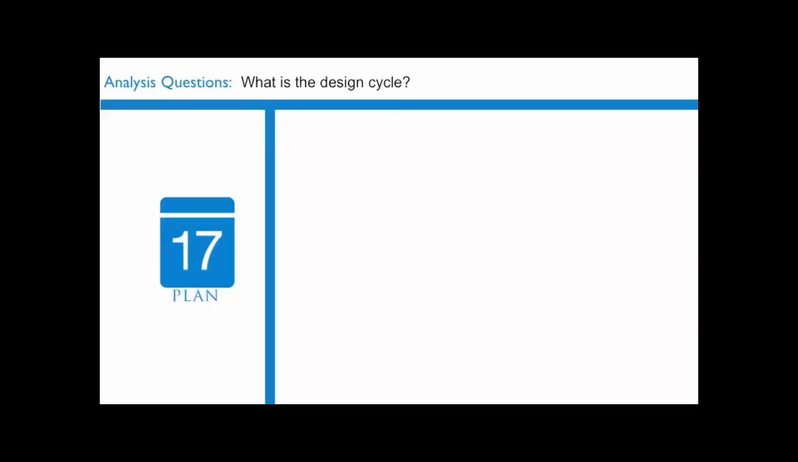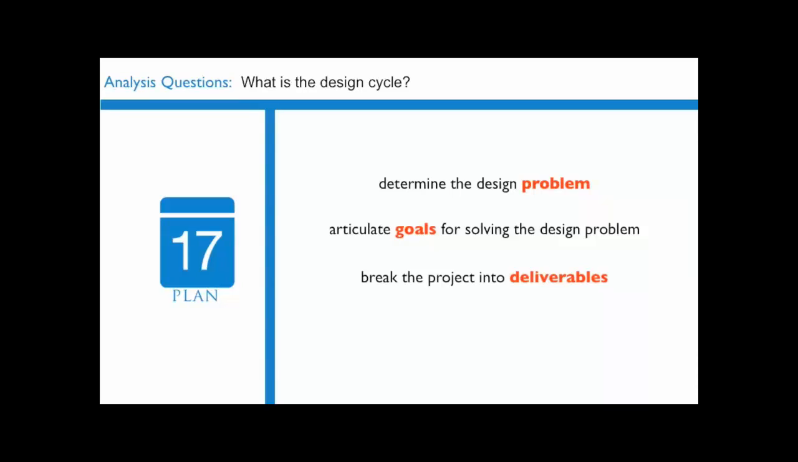When we look at the first stage, the planning stage, this is the stage where you're going to be defining the design problem, articulating the design goals for solving the problem, and breaking the design problem into different deliverables or tasks that need to be completed. The last thing that you'll be doing in this stage is assigning a timeline for each of the phases of the project. This is a very important component because it will help you in managing your workflow.